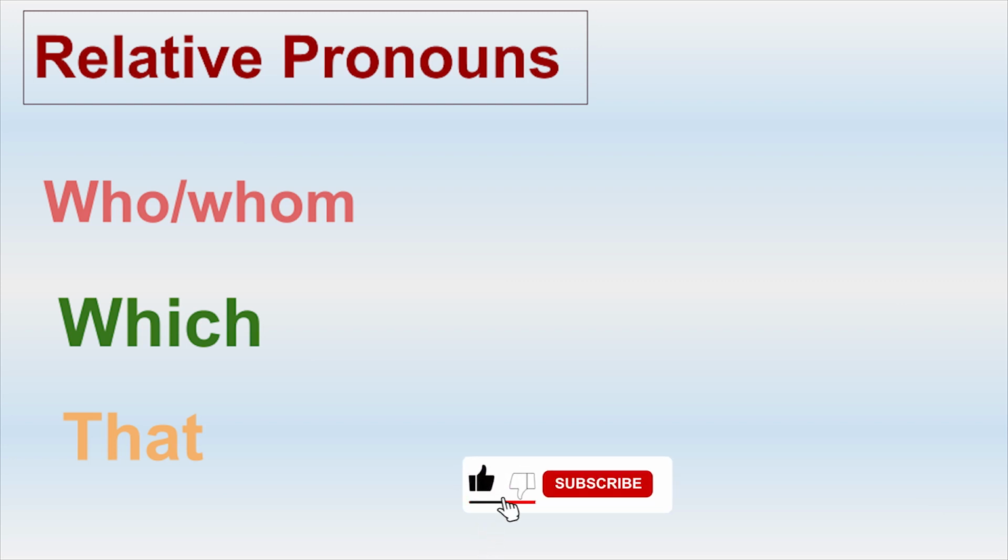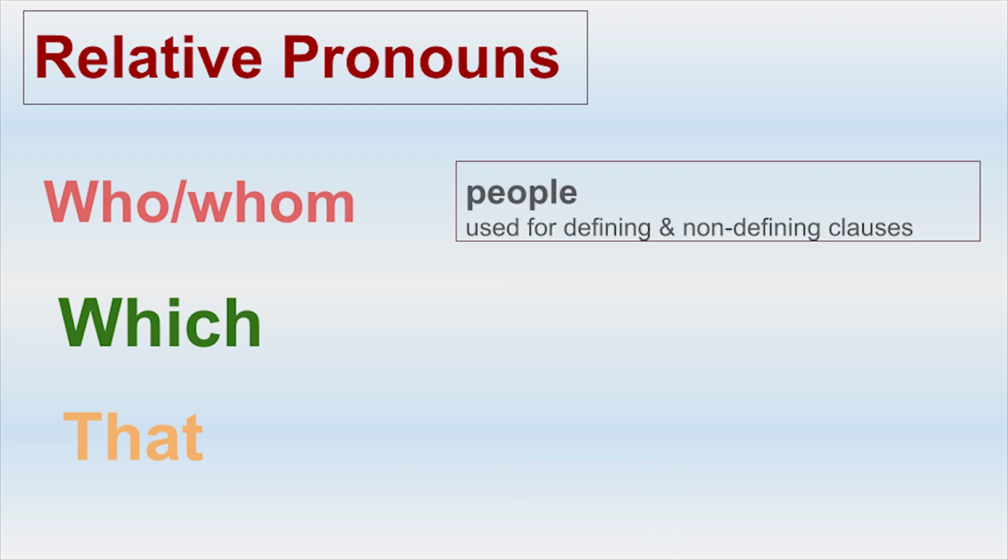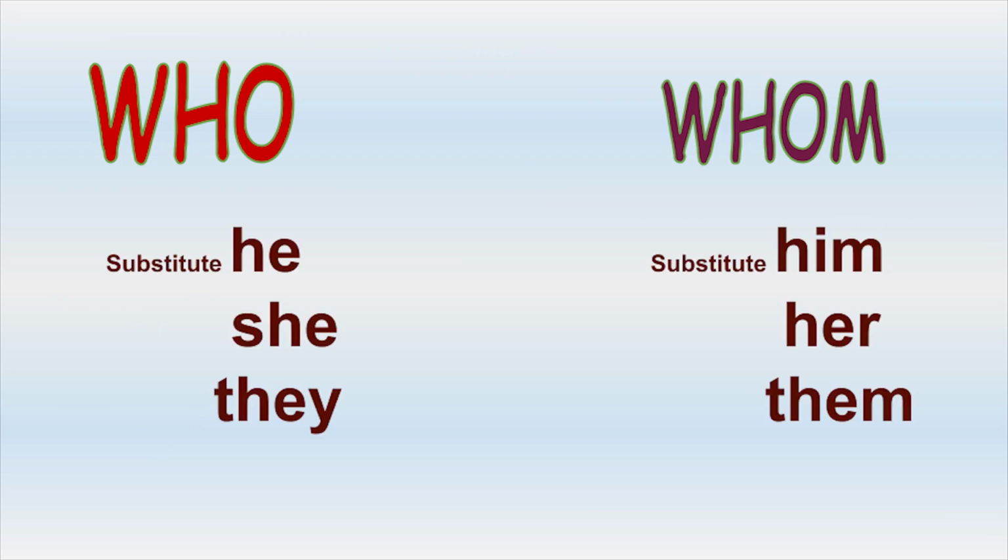We use who and whom when we are referring to people. They are used for defining and non-defining clauses. Let me tell you a little trick. An easy way to decide whether to use who or whom is to substitute he, she, or they for who, which is a subjective pronoun, and substitute him, her, and them for whom, which is an objective pronoun.